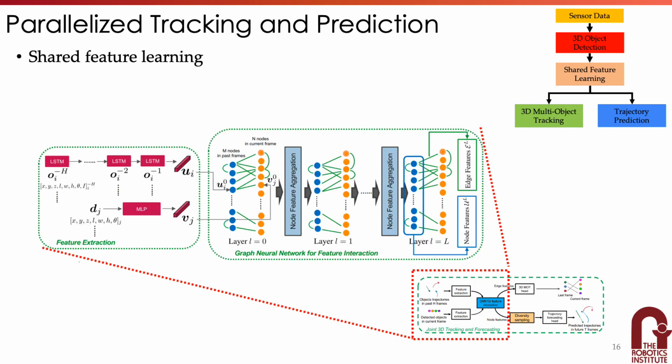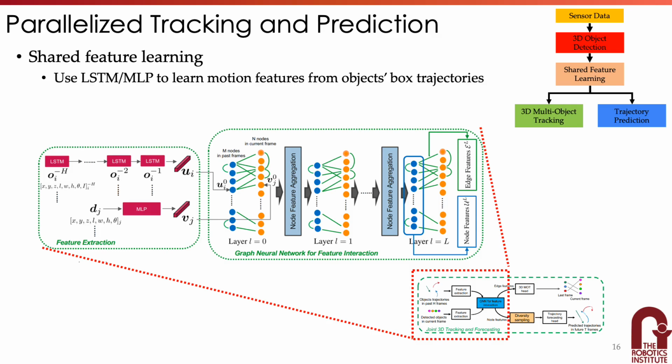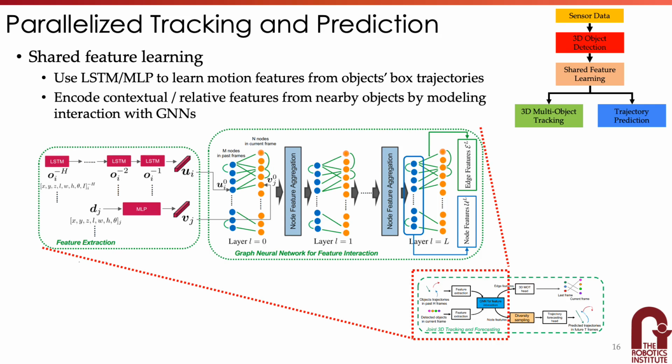First, for shared feature learning, we use LSTM and multilayer perceptron to encode objects' motion features, given their past bounding box trajectories. Then we encode contextual features by modeling interaction between objects. This process is performed using graph neural networks, where each node in the graph represents a single object, and edge features between nodes are used to model object-object interactions.